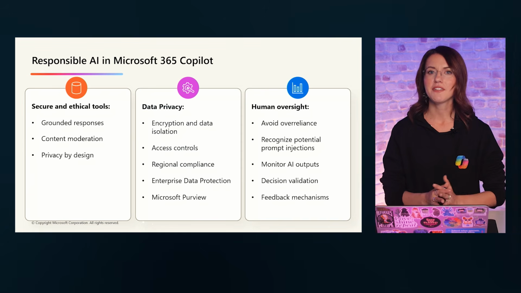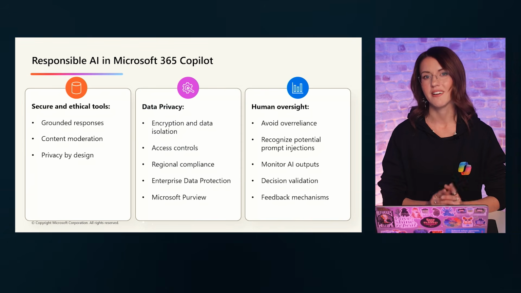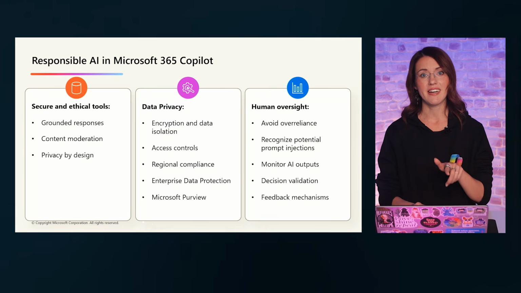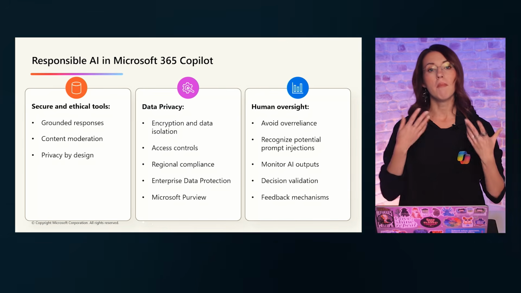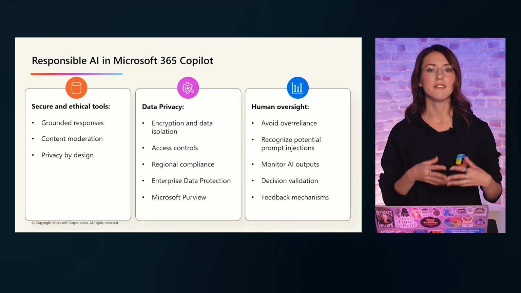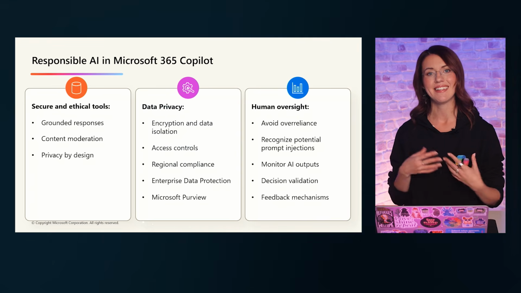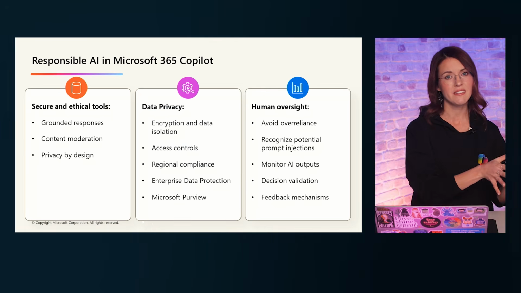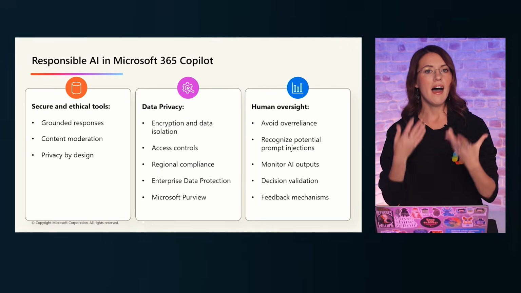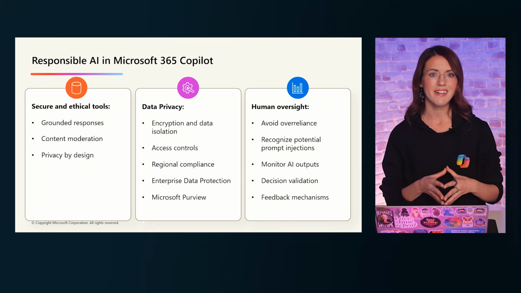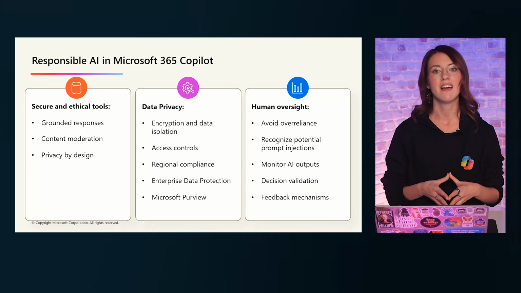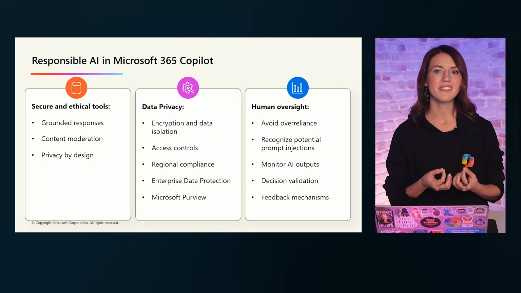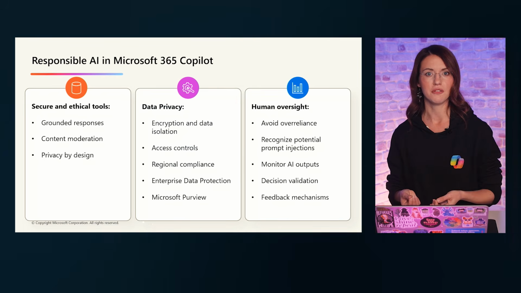Now, a big question business users always ask: is my data really safe? The short answer is yes, and here's why. Microsoft 365 Copilot uses strong encryption and data isolation to protect information both at rest and in transit. Access controls respect your organization's permissions and sensitivity labels. So Copilot only works with data you're allowed to use.